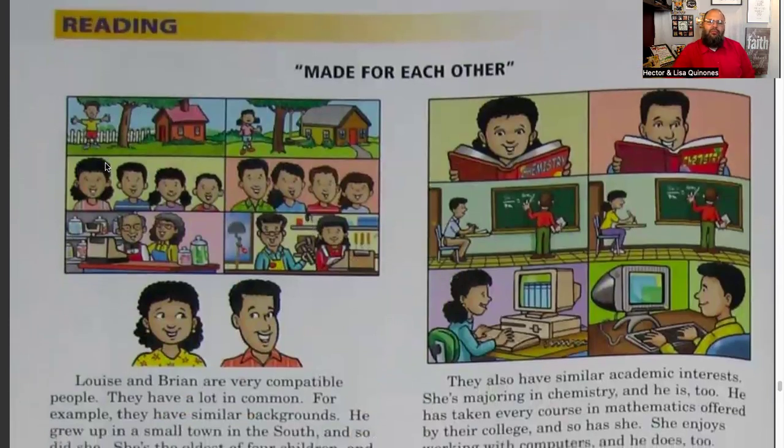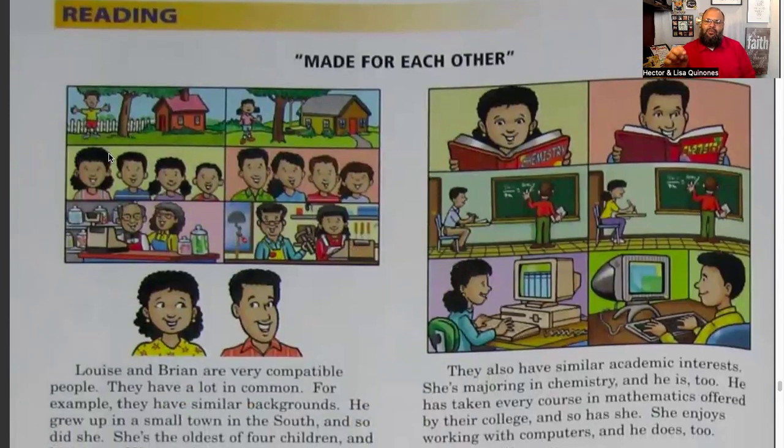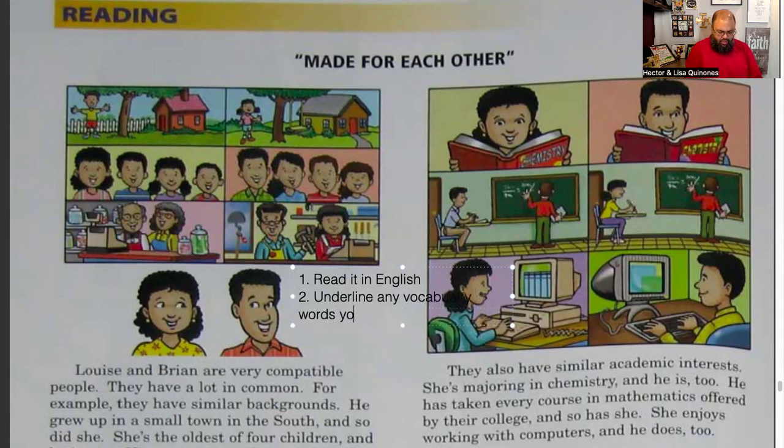Then you have a reading, Made for Each Other. Please, for this section, make sure you read it out loud. I need you to do a few things. Number one, you're going to read it in English. Number two, underline any vocabulary words you don't know.